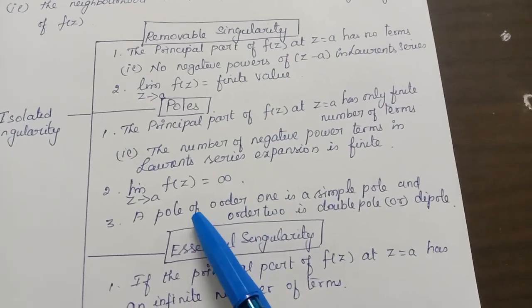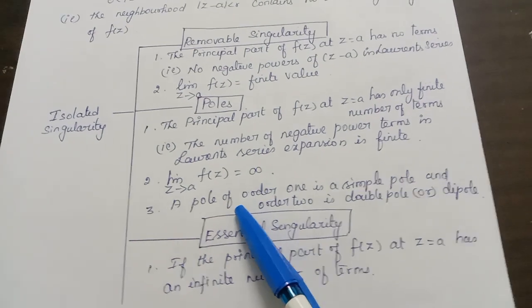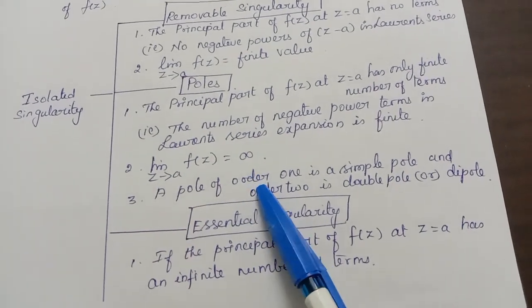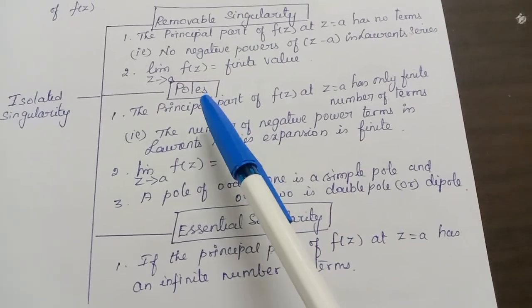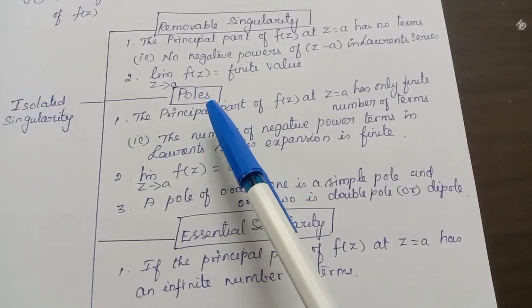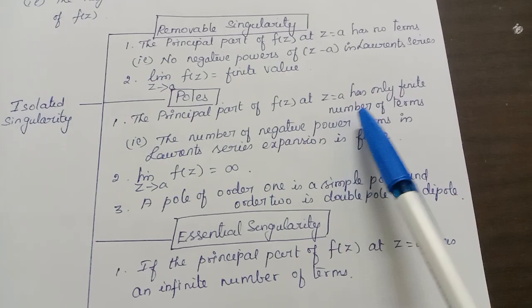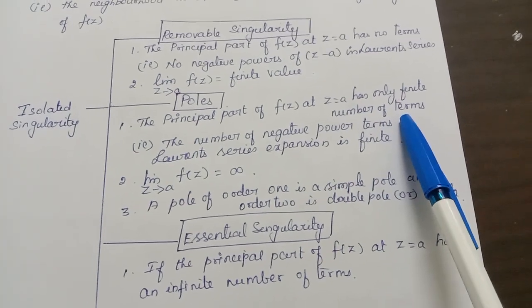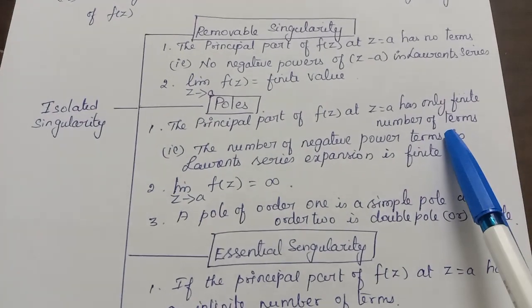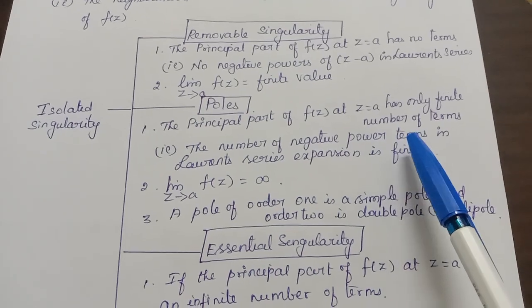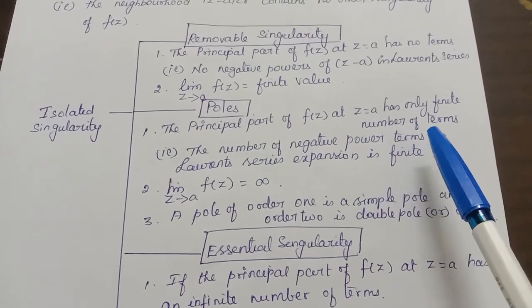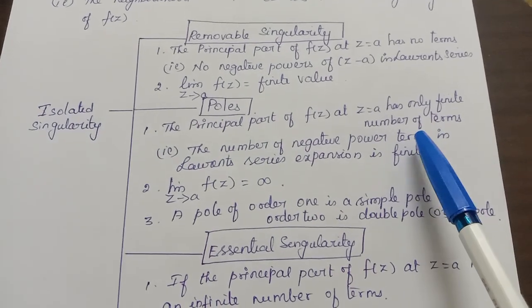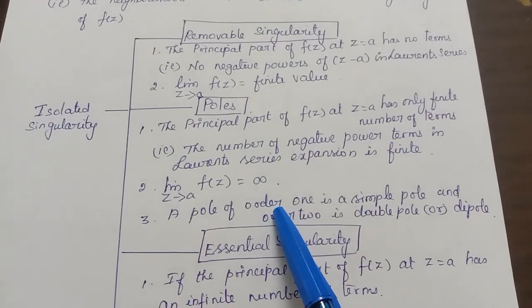Okay, and then we classify poles according to their order. What do you mean by the order of a pole? So what is a pole? Pole means the principal part in the Laurent series expansion has only a finite number of terms, that is 1/(z-a), 1/(z-a)^2, 1/(z-a)^3, etc. It will have only finite powers. Look at the power of the highest term; that is called the order of the pole.